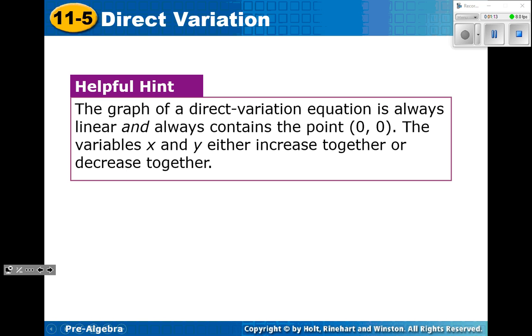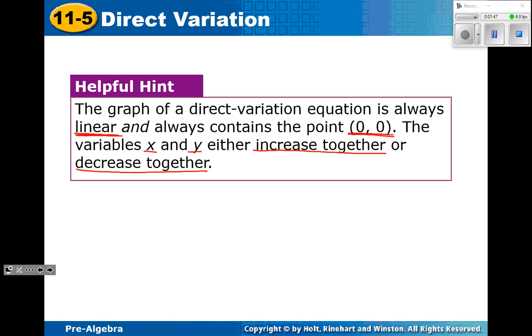Here is a helpful hint. If you were to graph a direct variation equation, it always makes a straight line, so it's linear, and it always contains the point (0, 0). The variables x and y either increase together or decrease together. So if x is going up, y is going up. If x is going down, y is going down. So they act together.